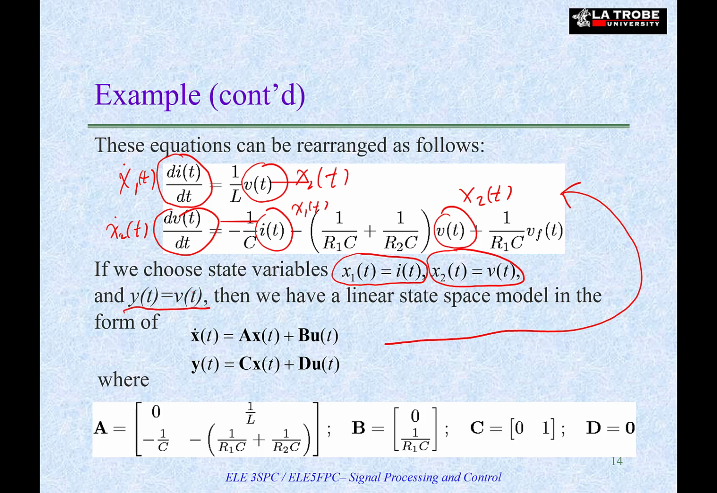The output equation is very easy for this example because the output y(t) is simply the second state variable. Therefore, matrix C should be a row vector and it has 2 elements in it. Matrix D is 0 because we don't have a direct relation between the input and output.